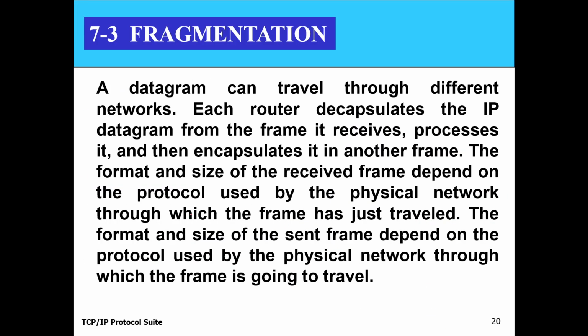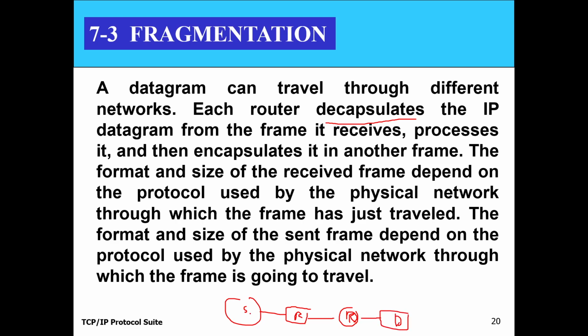So it can't be any easier than this. You agree? All right. So let's talk a little bit about fragmentation. Now, from the header, you'll be able to interpret everything. A datagram can travel through different networks. Each router decapsulates the IP. Let's say you have a router in here and a source in here, and you have a destination. Let's say we have another router in here, then it goes to the destination.